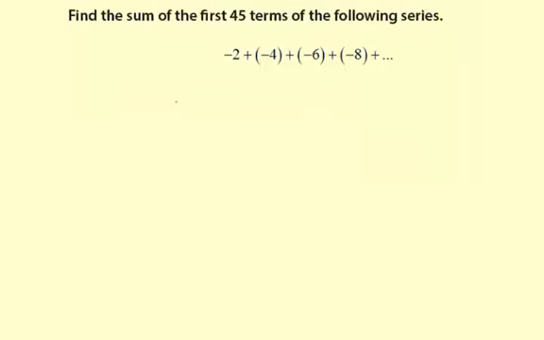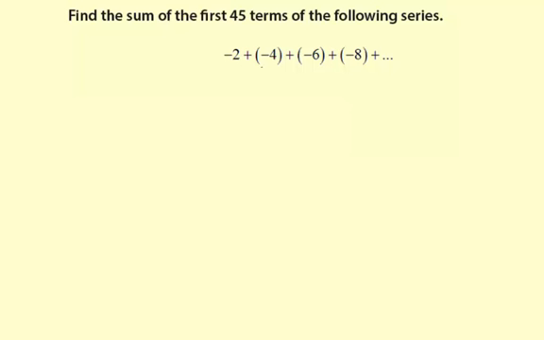Find the sum of the first 45 terms of the following series. Okay, now I could sit here and list all 45 terms and then add those individually, but there is a faster way. What I'm going to do is write the rule for the sequence terms of the series first, and then we'll use that to find the sum.